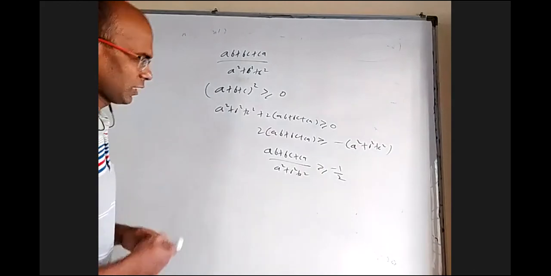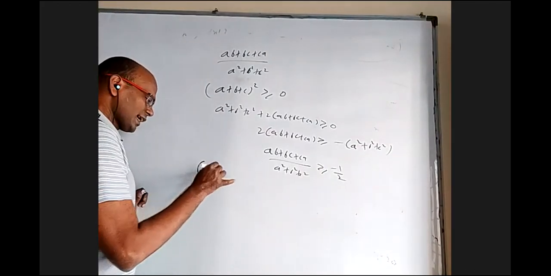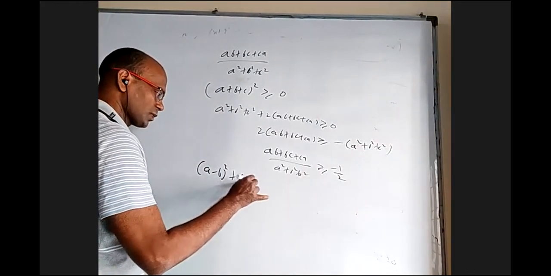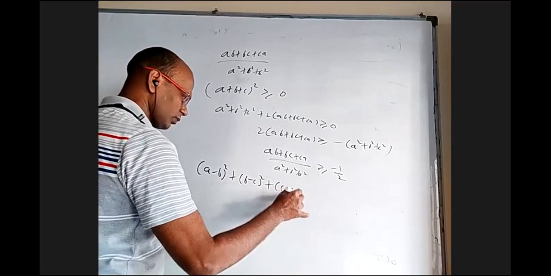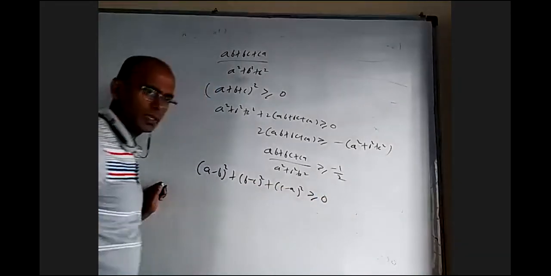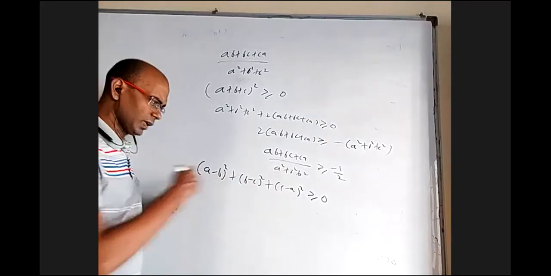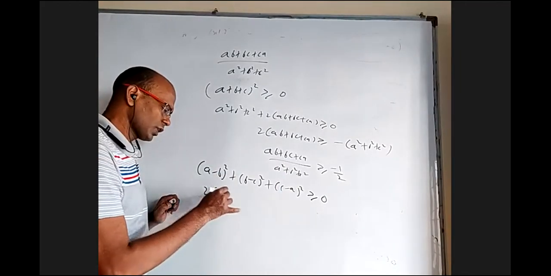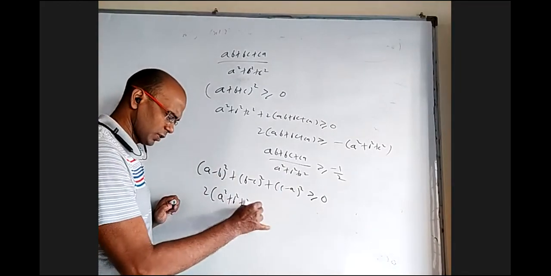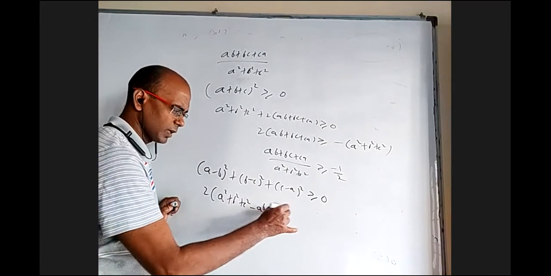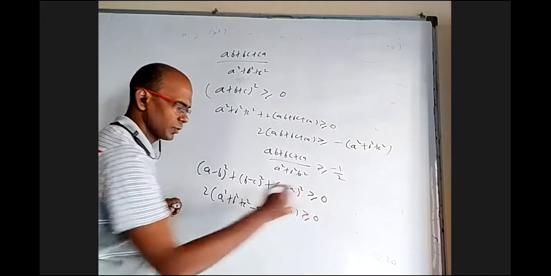What about the maximum value? You take a minus b whole square plus b minus c whole square plus c minus a whole square is greater than or equal to 0. Something square plus something square. When you expand this, you'll get 2 times a square plus b square plus c square minus ab minus bc minus ca greater than or equal to 0.